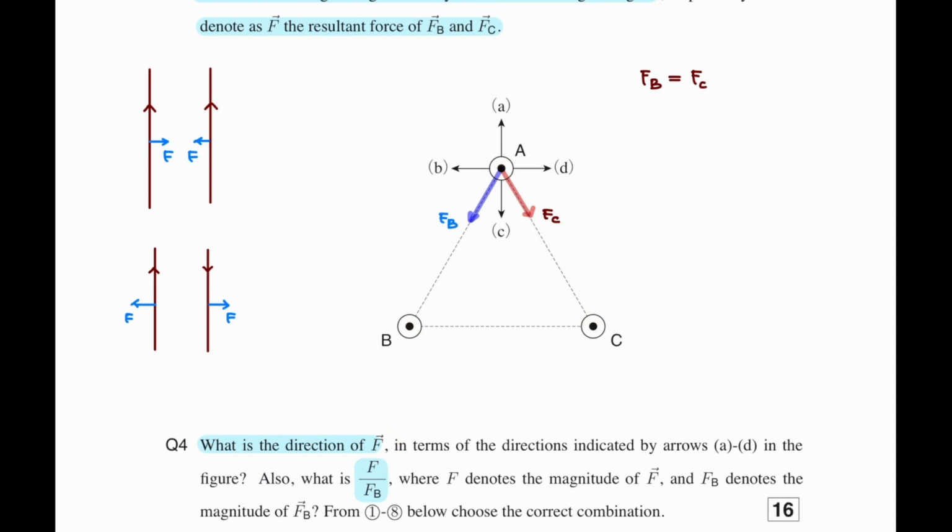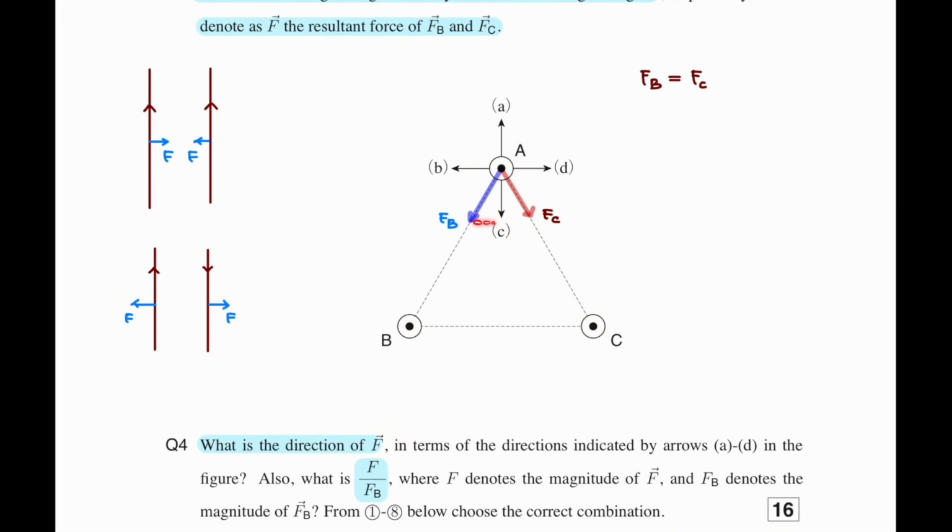As you can see from this diagram, since FB is equal to FC, if you resolve FB into the horizontal direction and FC into the horizontal direction, these two forces will cancel out. And then if you resolve FB and FC into the vertical direction, they will add up, since they point in the same direction. So the direction of F is toward C.